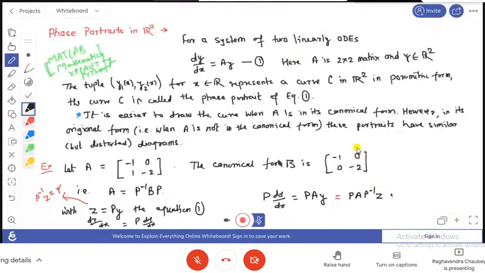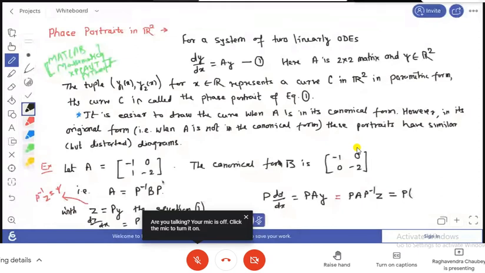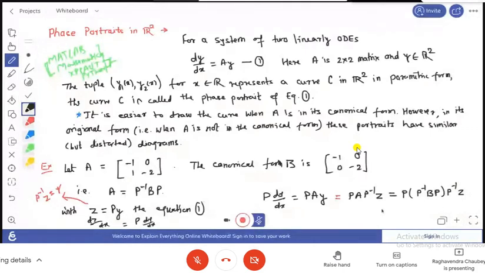So now this equals P, and what is the value of A? A is P inverse B P, times P inverse Z. If we put this together, P P inverse becomes the identity matrix, and P inverse P becomes the identity matrix. If you multiply here, this is simply BZ, and P of dy by dx equals dz over dx, which is simply Z prime. So Z prime equals BZ.